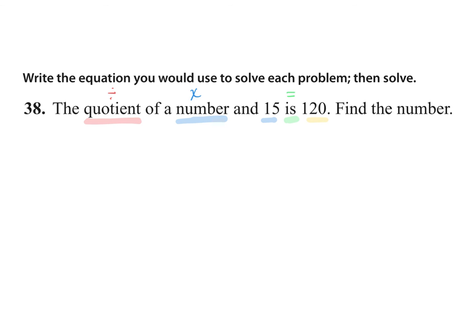All right, so we're just going to rewrite it in algebraic form. The quotient of, and you're going to go in the same order, a number and 15 is 120. You could have written it this way as well.